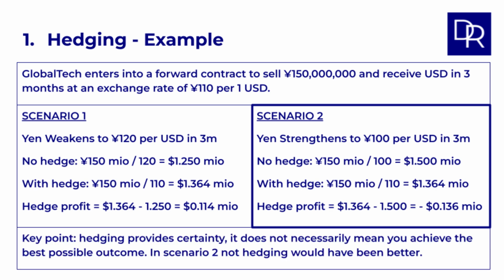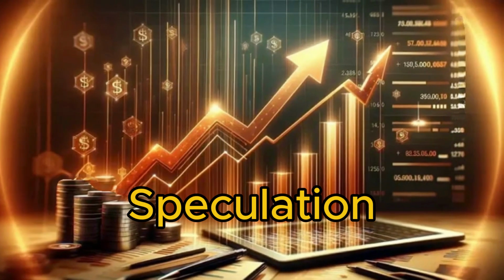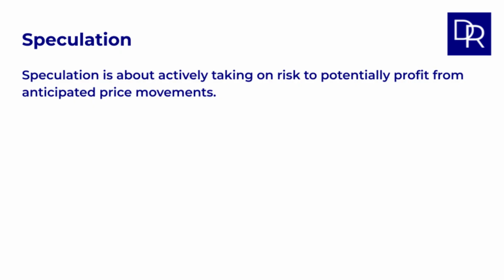Hedging provides certainty. It allows businesses to plan and budget effectively by locking in future prices or exchange rates. Now, let's switch gears to speculation. While hedging is about reducing risk, speculation is about actively taking on risk, potentially profiting from anticipated price movements.